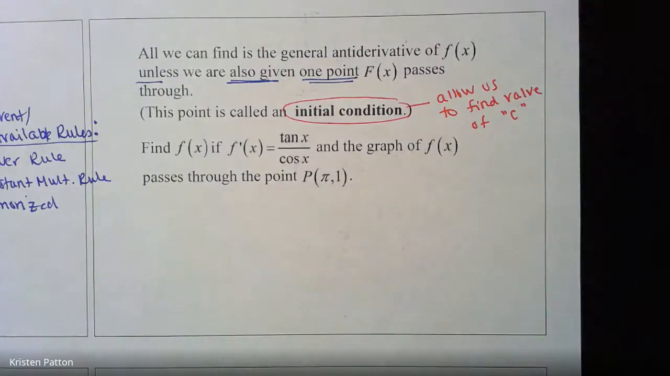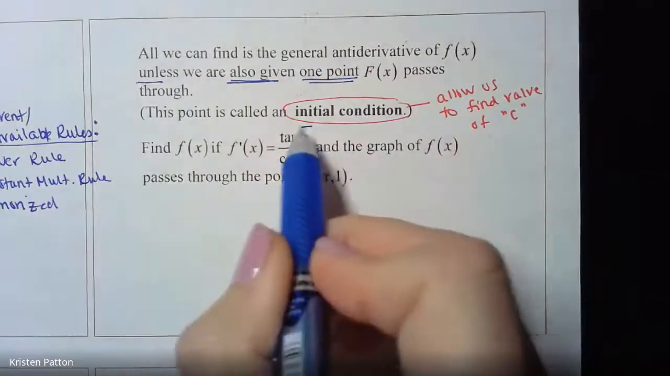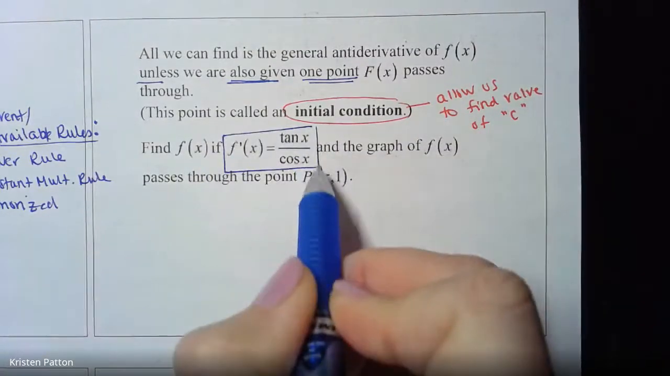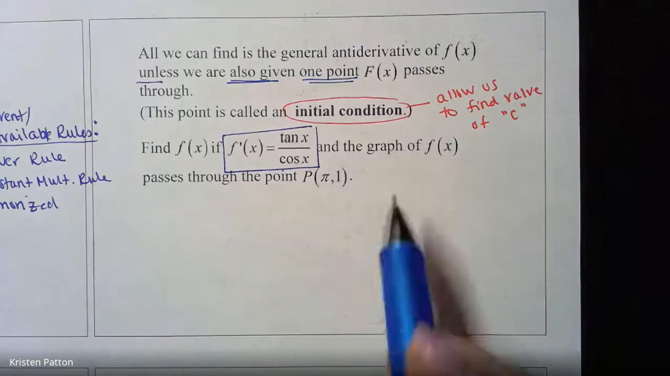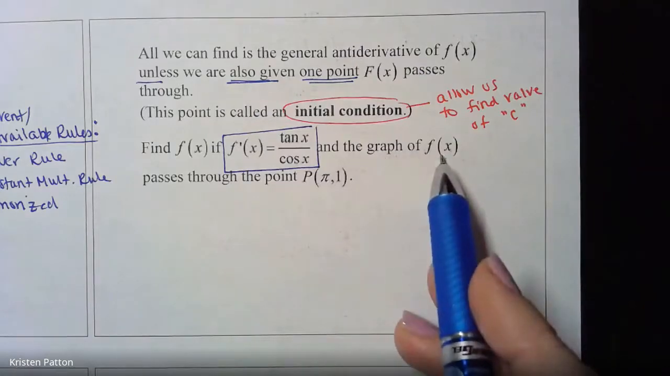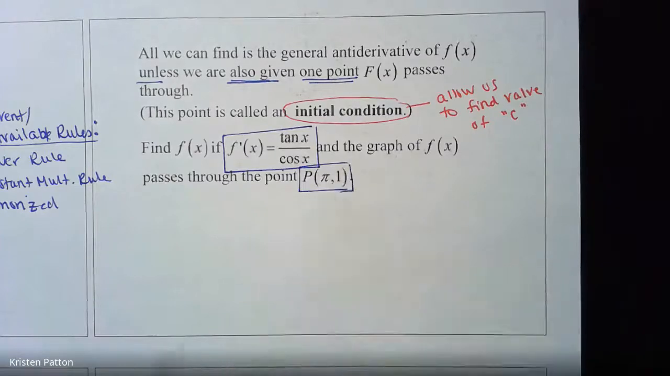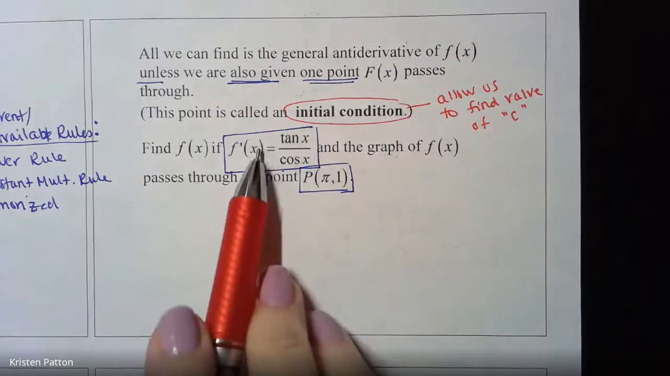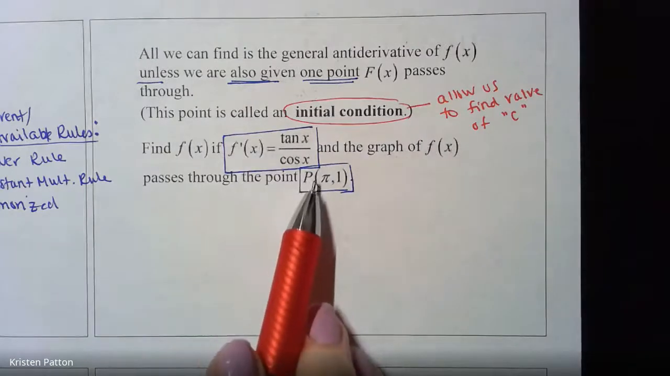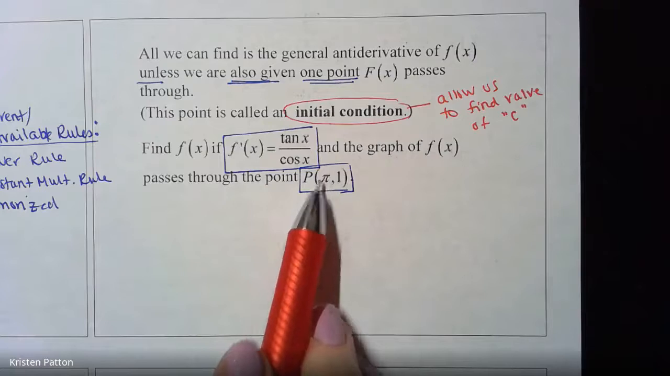All right, so here we go. We're going to find f of x if f prime of x equals tangent x over cosine x, and the graph of the original passes through the point pi comma 1. So they're giving us the derivative and a point on the original, a point on f.